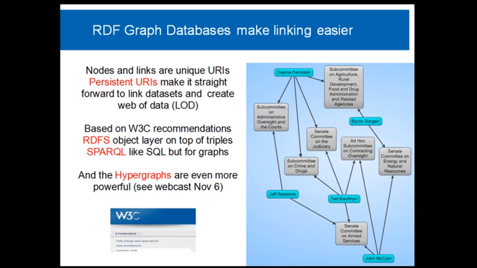RDF graph databases actually are much more powerful because in an RDF graph database, the nodes and the links are unique URIs. So people in multiple locations can make their own databases. And as long as they make sure that they use the same unique names, you can very easily link all these databases together. And on top of that, it's all based on W3C recommendations. And in RDF databases, it's also really easy to do hypergraphs. And in about a week, I'm going to talk about scalable hypergraphs in a triple store.